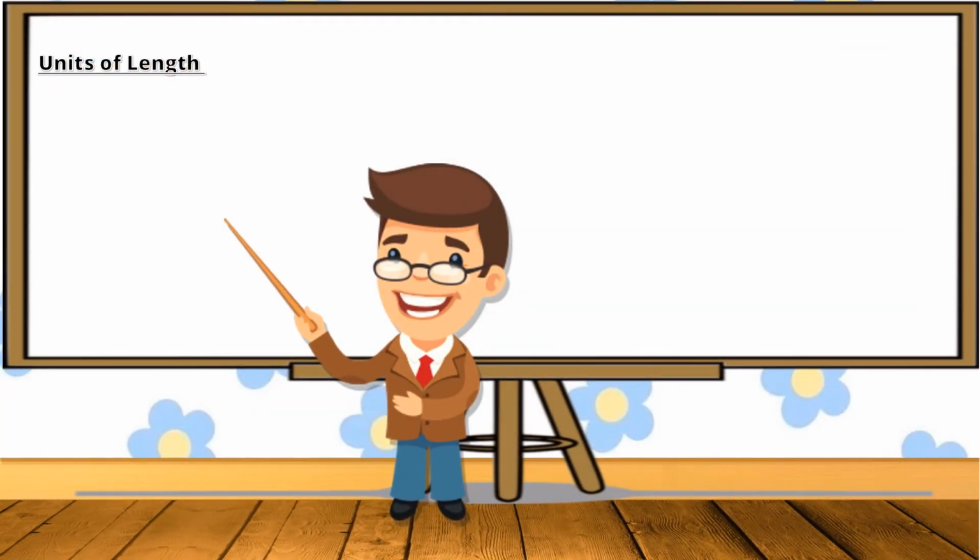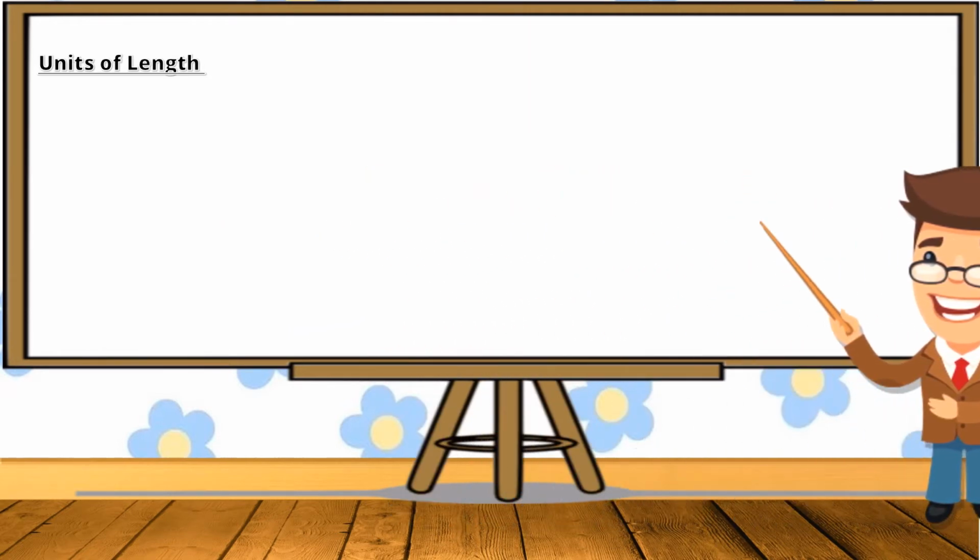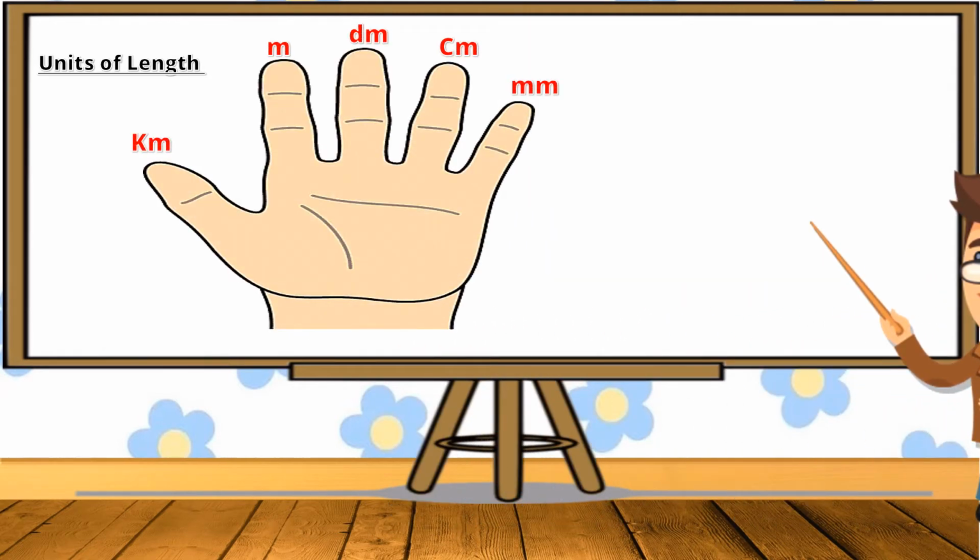The first point in our session is units of length. In the last video, we learned how to convert between the units of length, like from kilometer to meter times 1000, from meter to decimeter times 10, from decimeter to centimeter times 10, and finally from centimeter to millimeter times 10. And we said before, we can say 1000, 10, 10, 10.